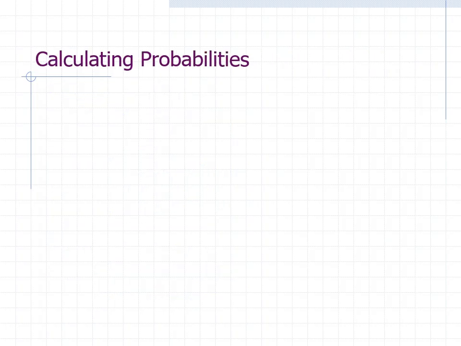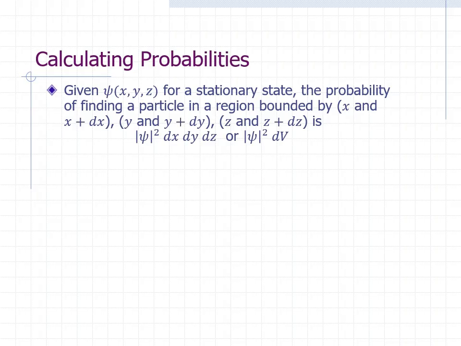Recall that, among other things, one piece of information that we can obtain from the wave function describing a particle is the probability of finding it in a specified region of space. If we know the wave function for a stationary state, the probability of finding a particle that is bounded by x and x plus dx, y and y plus dy, z and z plus dz is given by the square of the absolute value of psi times dx, dy, dz. The product of dx, dy, and dz is often written as just dV.